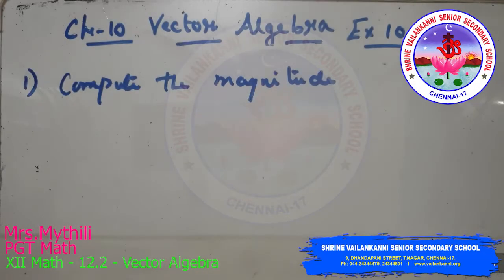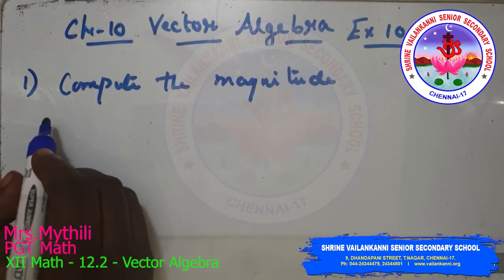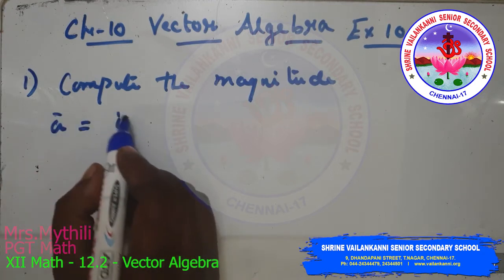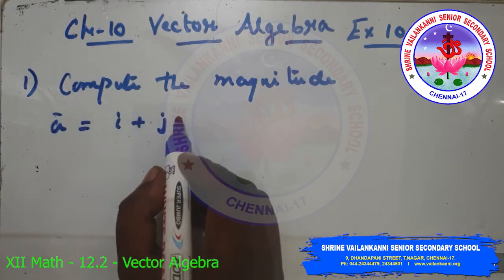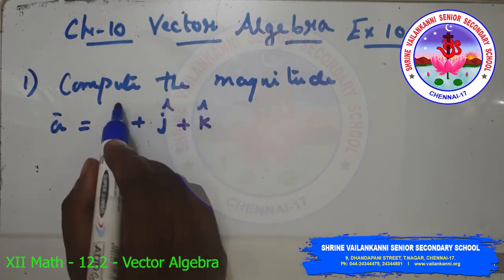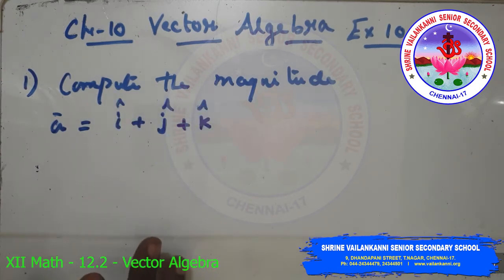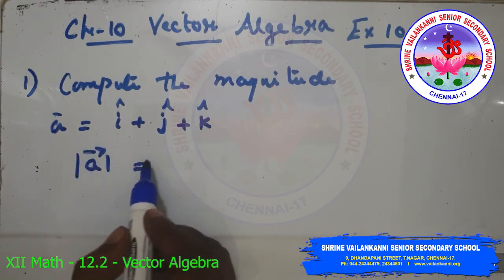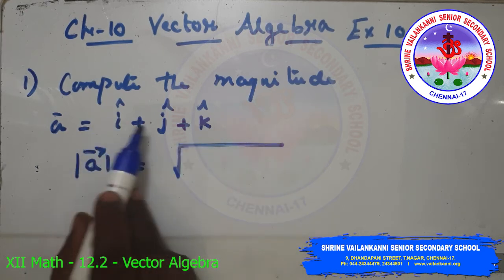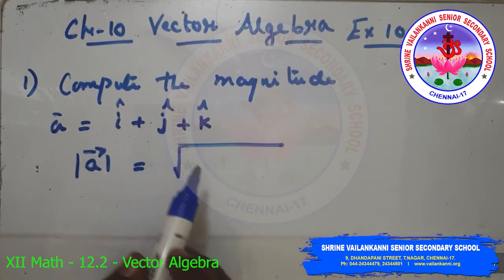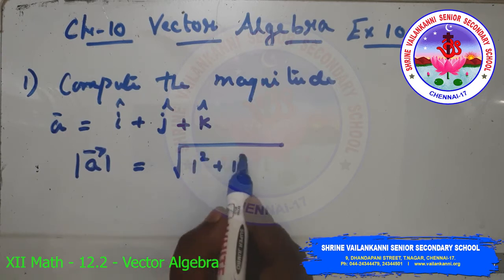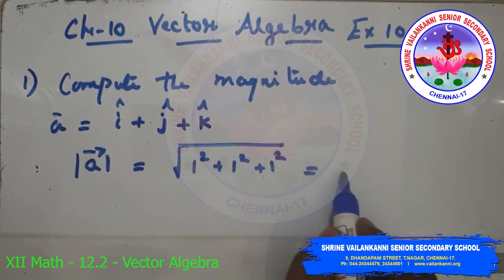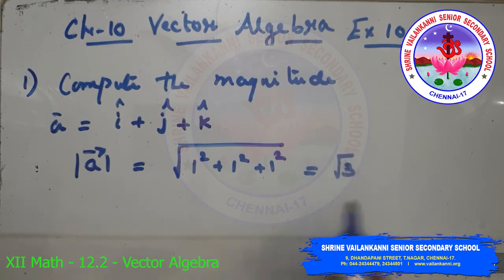Welcome children. Exercise 10.2. First question. Compute the magnitude of the following vectors. The question is given as A equal to i plus j plus k. So we have to find the magnitude of A. That is, the magnitude of A is the root of the coefficient of i squared plus coefficient of j squared plus coefficient of k squared. So 1 square plus 1 square plus 1 square, which is equal to root 3.